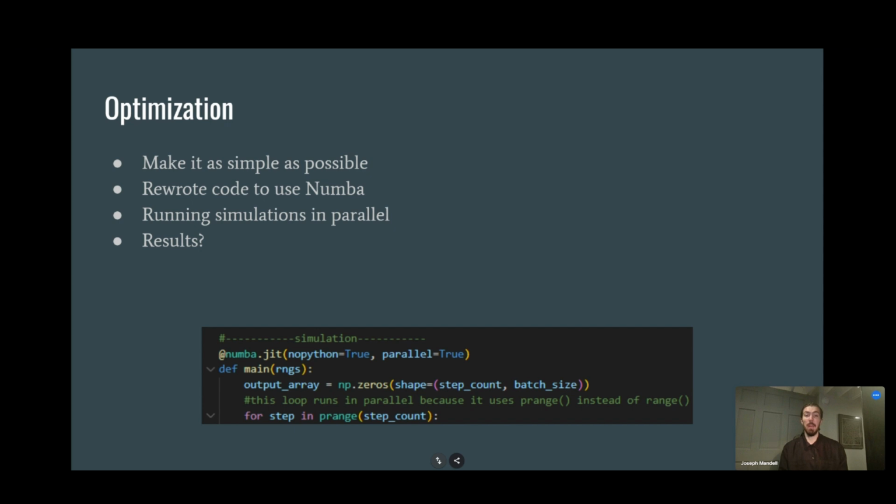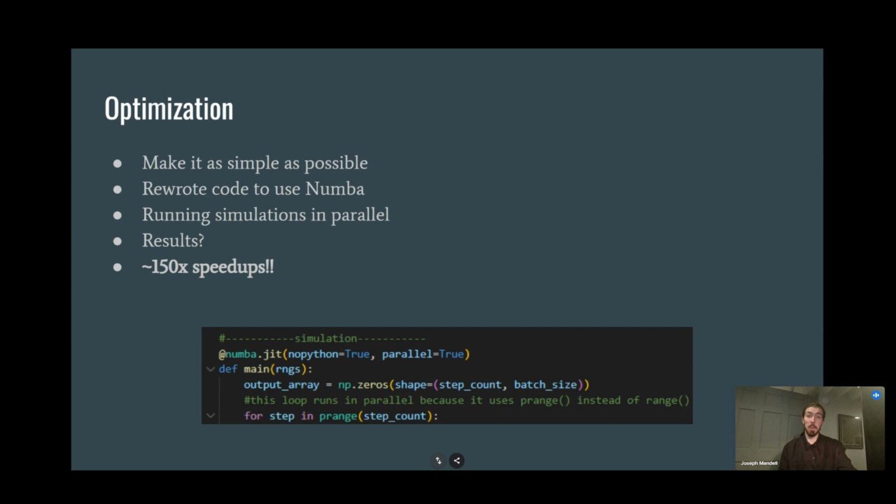Then we adapted it to run in parallel. This meant that instead of one simulation running after the other, the computer could run multiple simulations at the same time. This lets us use the computer hardware more efficiently and run, again, much, much faster. This code snippet here shows how we parallelize code in Python using Numba, but let's skip past the Python code and just get right to the results, the interesting part.